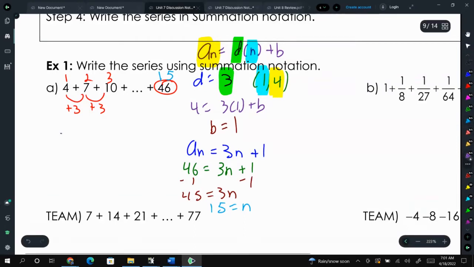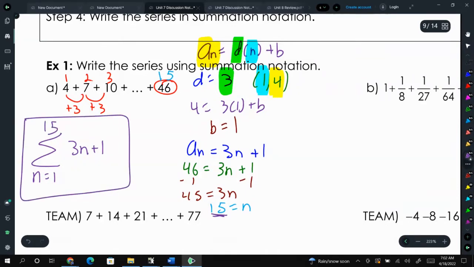So now we can write our summation notation. So n is equal to 1. That's where we're starting. And our formula was 3n plus 1. And our upper limit is this 15 that we calculated. So that would be our summation notation.